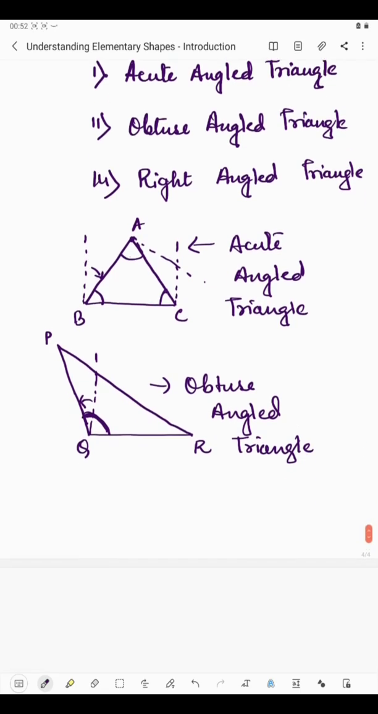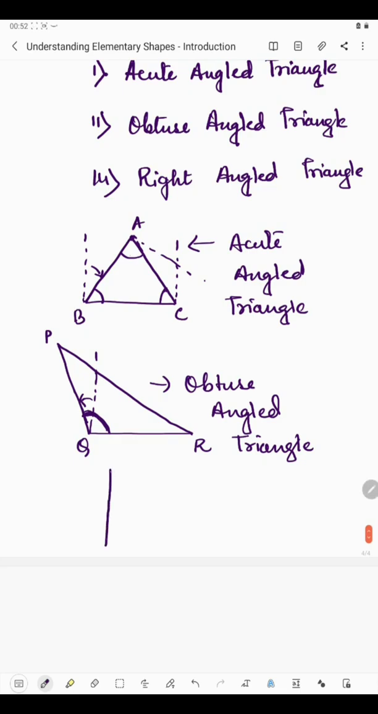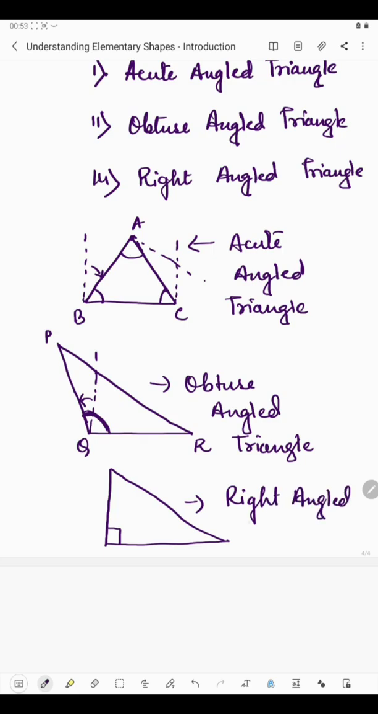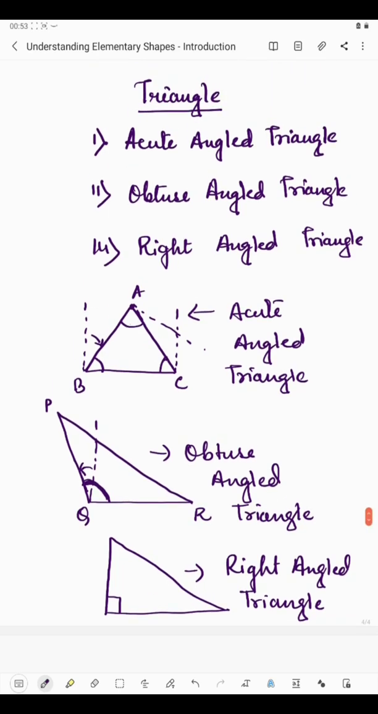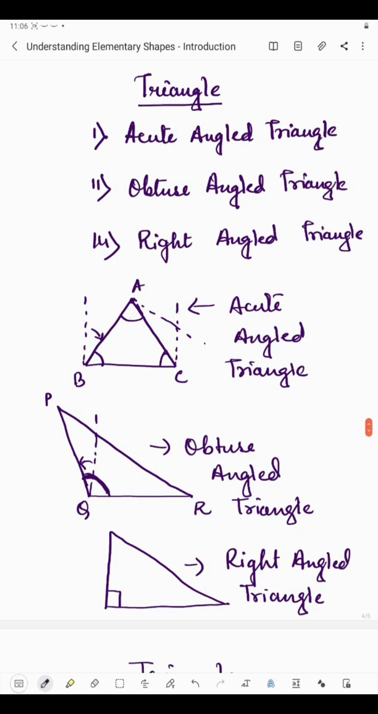Now if I draw the triangle like this, here it makes 90 degrees, so this is known as a right angle triangle. So in a triangle, if any one of the angles is 90 degrees, then it is known as a right angle triangle. So these are the types of triangle on the basis of angles.